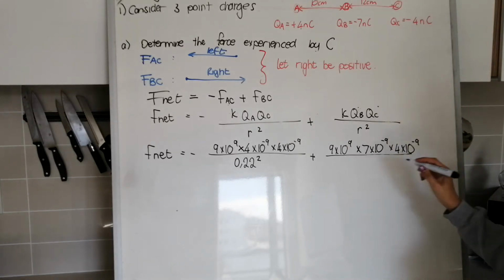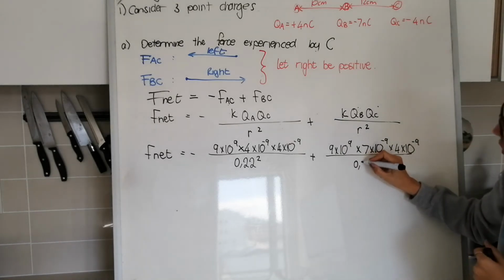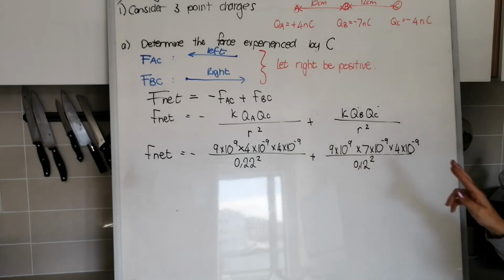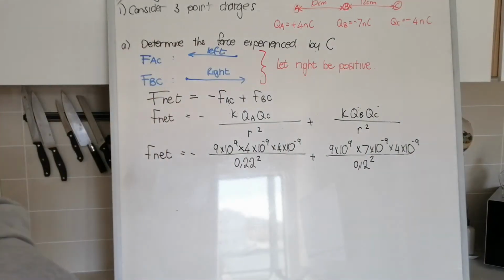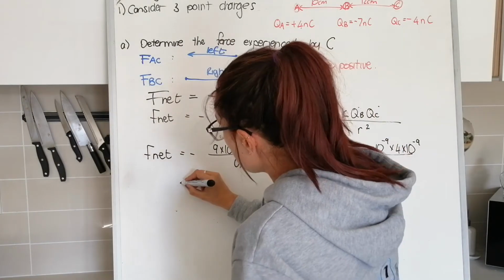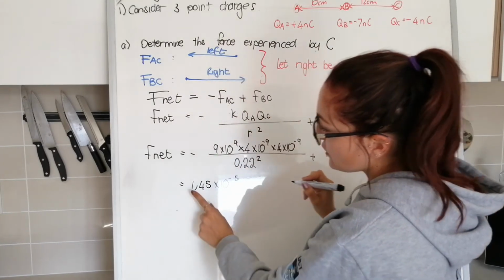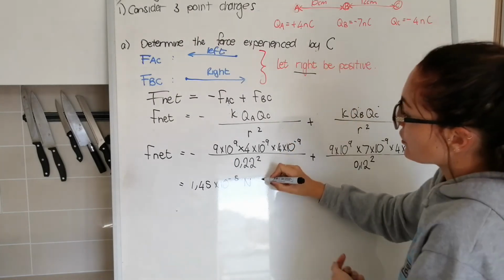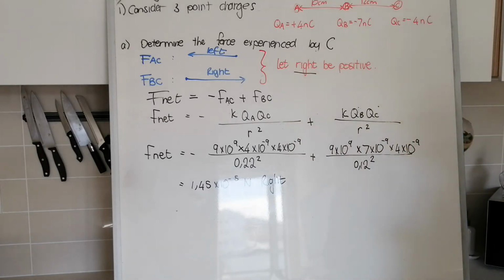Okay, over the distance between them squared, from QB to QC, it's 12 centimeters, so 0.12 meters. Guys, please don't forget to square your denominator. That's one thing I see happen quite often. Silly mistake. Okay, don't forget to square it. And when we do that calculation, we get 1.45 times 10 to the negative 5. Okay, now this is already positive, so we can say if it's positive, it means it's right. Okay, and that is it. That's all we have to do there.